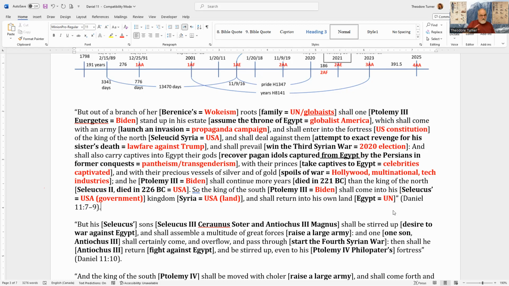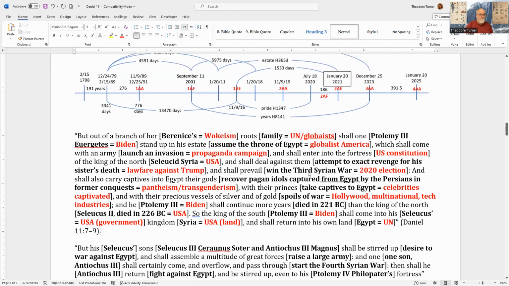So this isn't going to bring us to the Sunday law yet. This is just bringing us to January 20th, 2025, maybe. Okay. So this is kind of a continuation of the other verses. We could have just put this all as one thing.